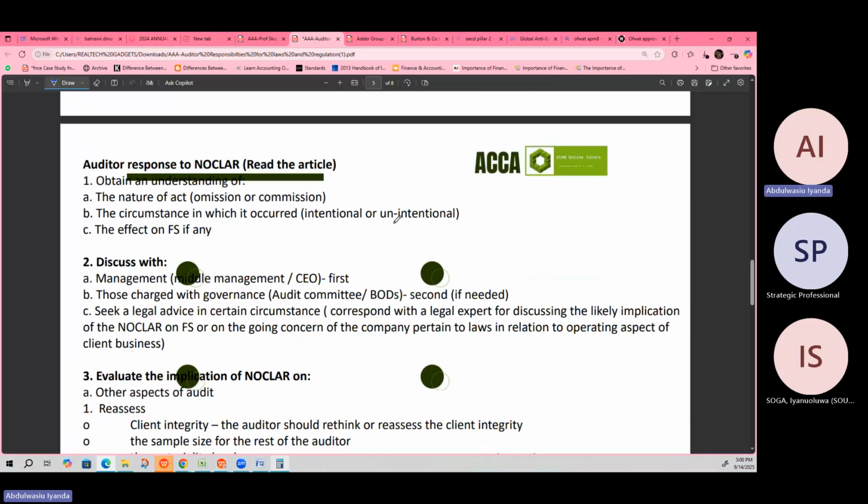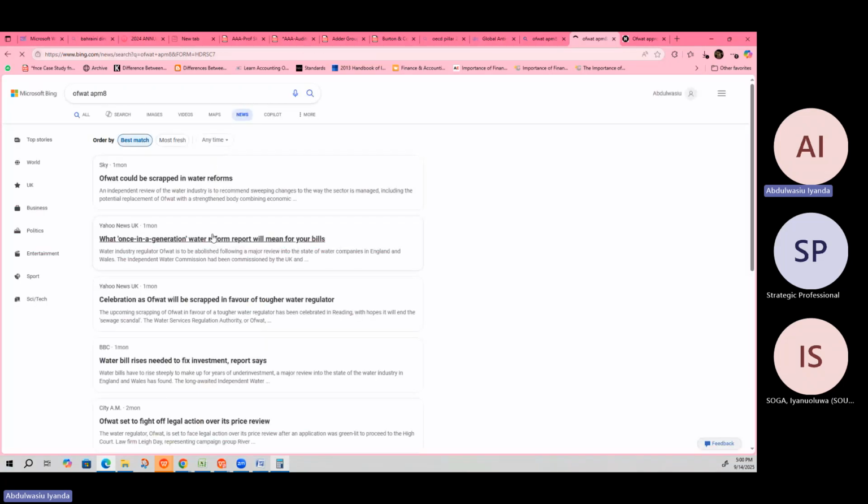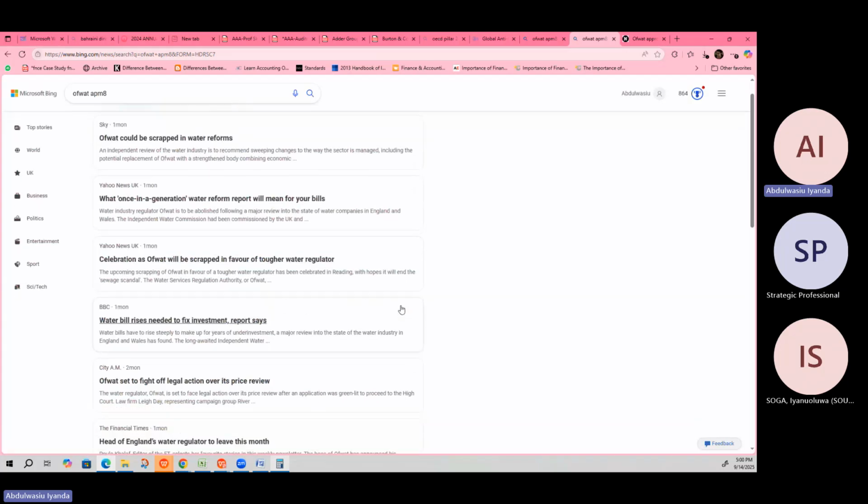Auditor response to non-compliance. I've summarized the article. The first thing the auditor needs to do is understand the nature of the act and the circumstances of it. Like for example, let me say news. There are times when a regulator can say, I want you to pay this fine. They can fine the water company.